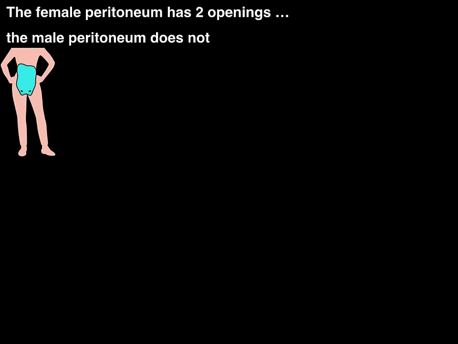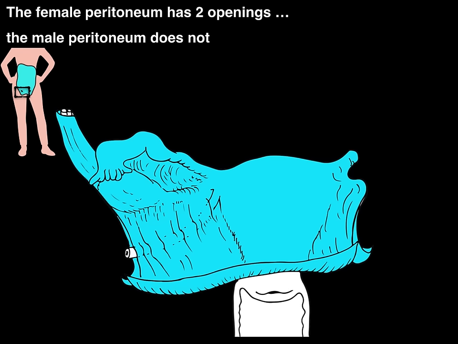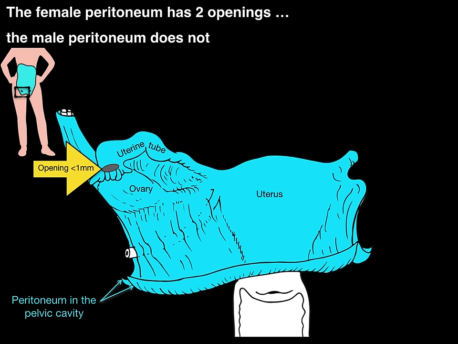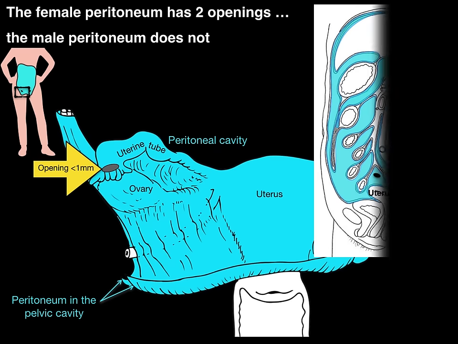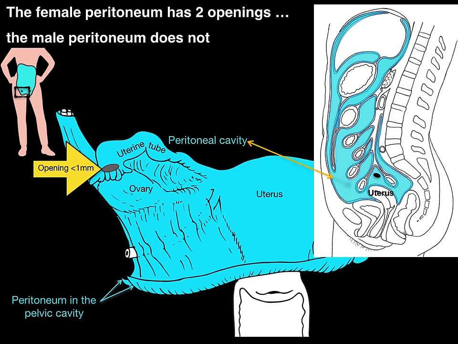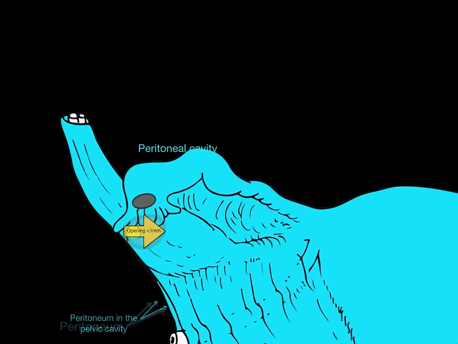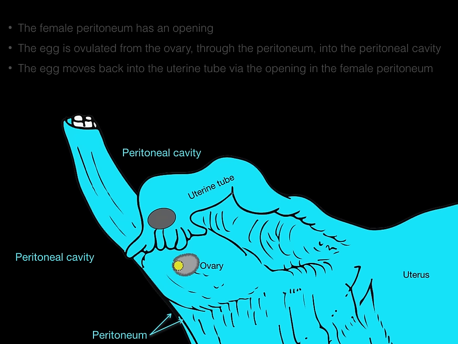And so if we now take this little section and blow it up, this is what it's going to look like. And we have this peritoneum lining the top of the pelvic cavity. And then there is that opening. It's very small. It's less than a millimeter in diameter. And there's a uterine tube, ovary, and uterus to help give some orientation. And there's our peritoneal cavity. Now, in this sagittal section, it's that same space, showing that peritoneal cavity lining. Okay, and so if we now go into here, the female peritoneum has an opening on either side, and there it is.